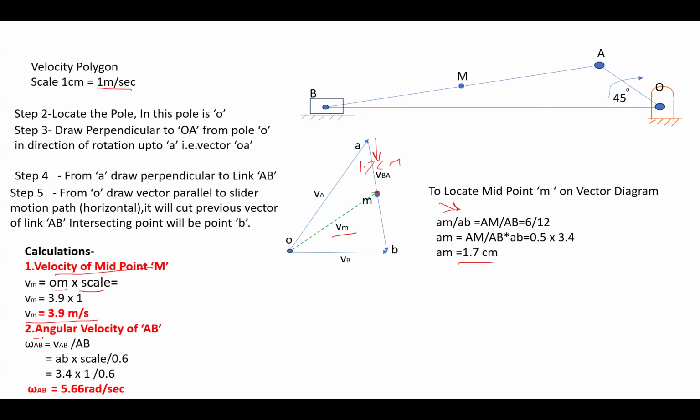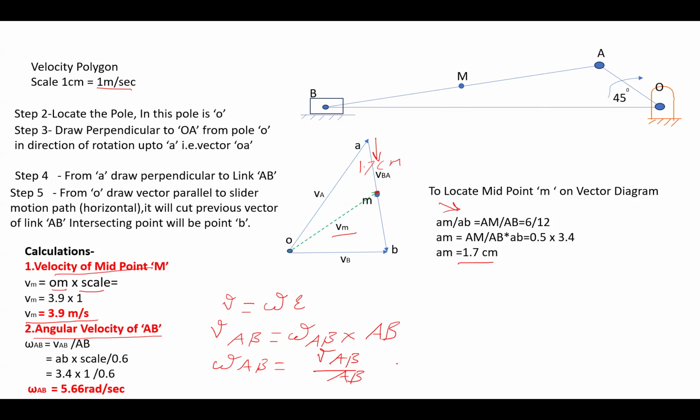To find the angular velocity of connecting rod AB, you have to use your basic equation, velocity equal to omega multiplied by r. Apply this equation: velocity of AB equal to omega AB multiplied by radius AB. Using this, we have calculated the omega. So omega AB will be linear velocity of AB divided by AB.